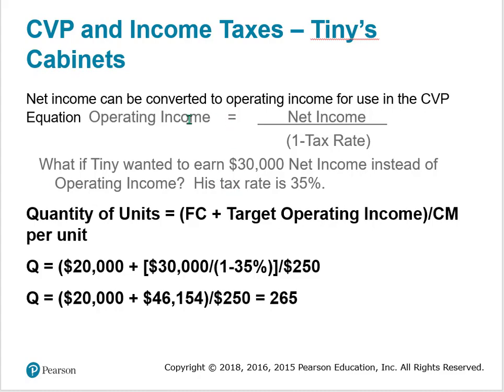So say 30,000 divided by 65%, with a tax rate of 35%, gives us 46,154. And to check, go through the formula for break even plus target profit. So 66,154 divided by 250 gives us 265 units. We just have a little bit of rounding.